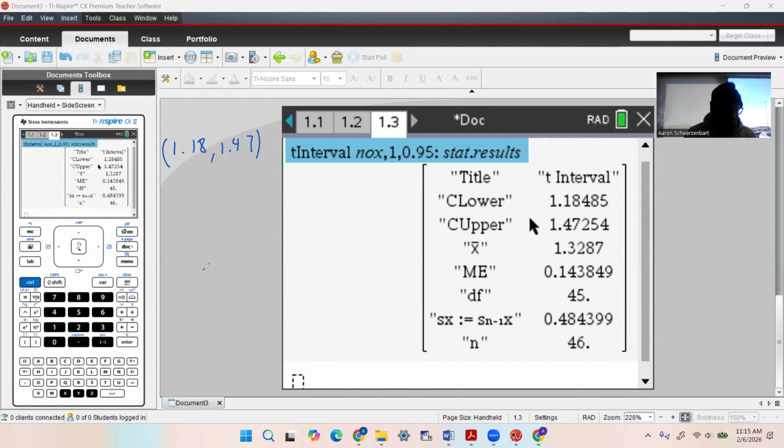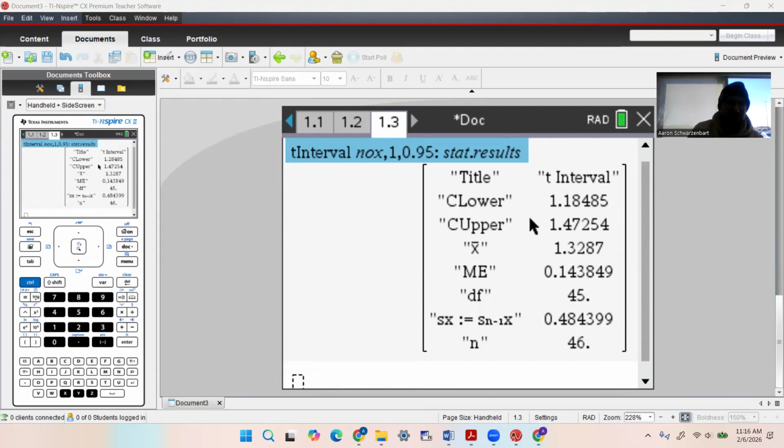Interpreting in the context of the problem, we are 95% confident that the true mean level of nitrogen oxides emitted by this type of light duty engine is between 1.185, they want one more decimal than I did, and 1.472. This is grams per mile. It is important to give the units in your conclusion. Must be in context always, 100% of the time. So again, I got those values.